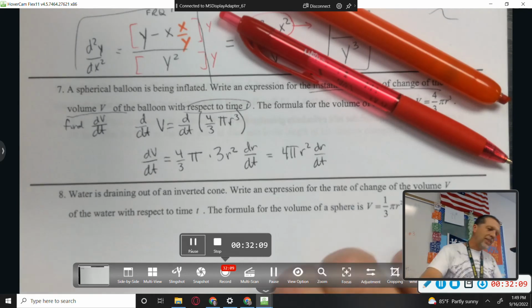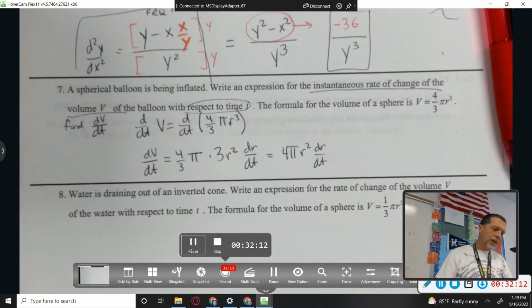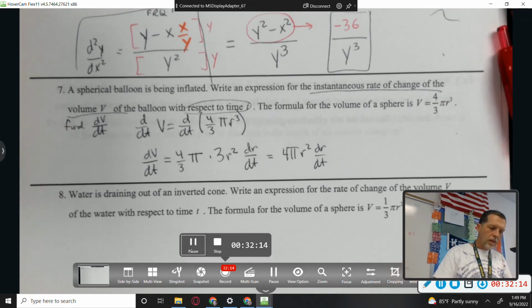That's related rates. That's more for Tuesday of next week. All right, pause.